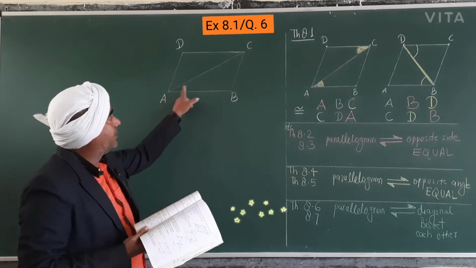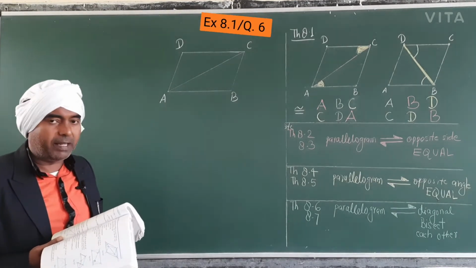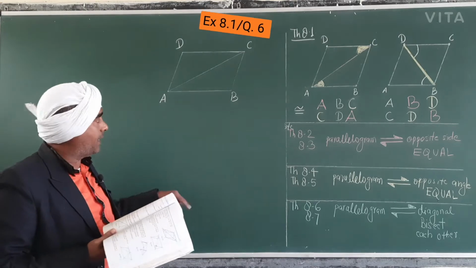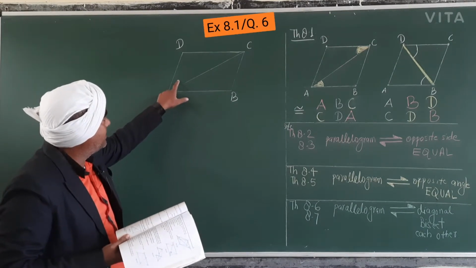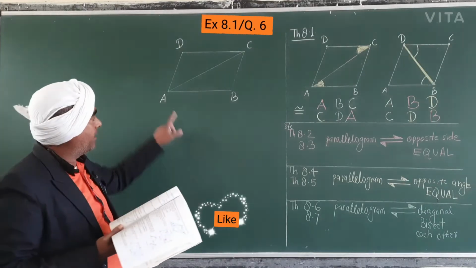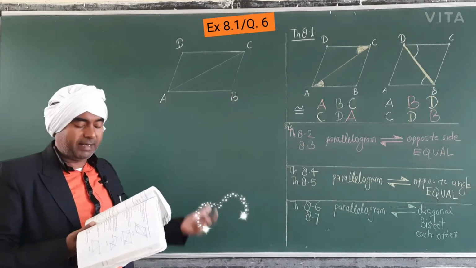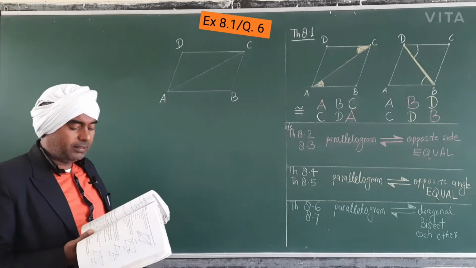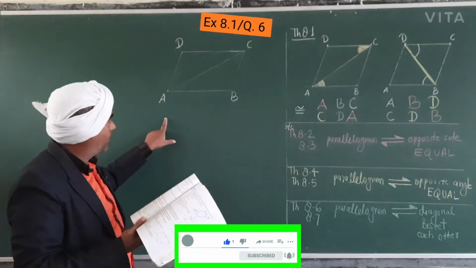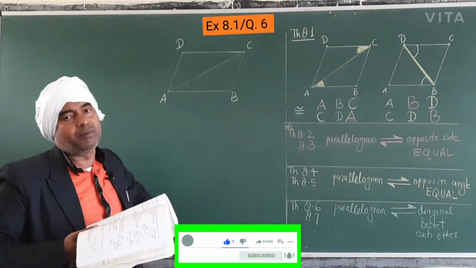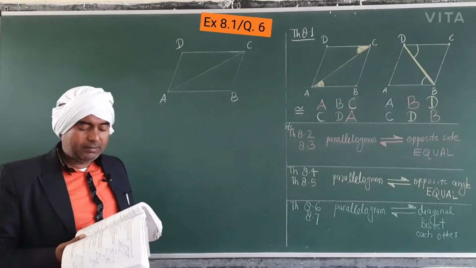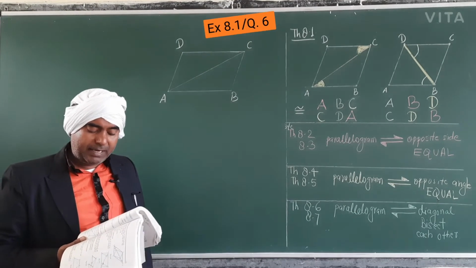Diagonal AC of a parallelogram ABCD bisects angle A. Yes, this angle is bisected, it is already given. Angle A is bisected in a parallelogram. Then the first one is that angle C is bisected also, and ABCD is a rhombus. So actually you can see the diagonals of a parallelogram ABCD bisect angle A.